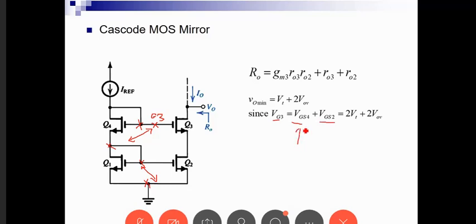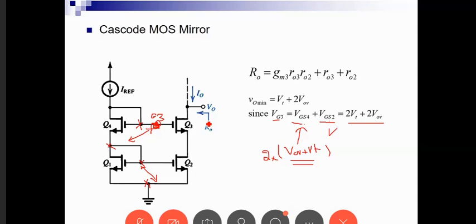each one of these is nothing but VOV plus VT. So this is VOV plus VT, and the same for this one because the same current flows in them. So across Q4 and across Q1, they both operate with the same VOV because the same current flows through them, and their VGS is equal to VOV plus VT. So VG3 is equal to VGS4 plus VGS2, which is equal to twice the VOV plus VT, which is 2VT plus 2VOV. This is this voltage here, VGS.